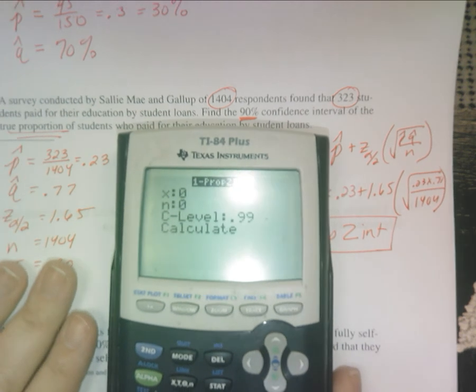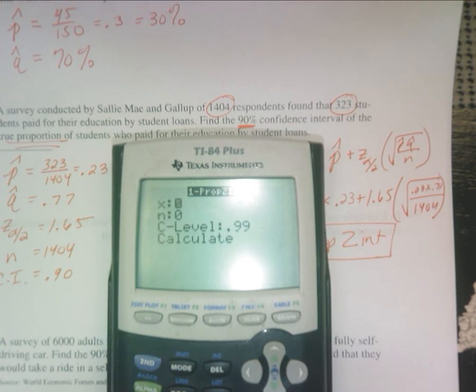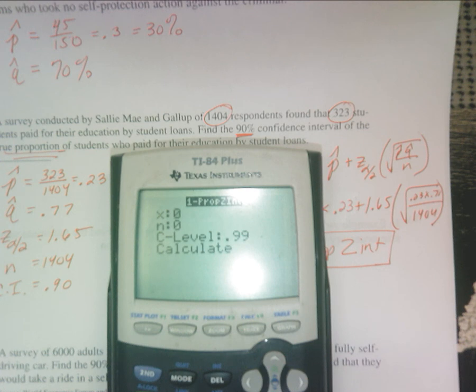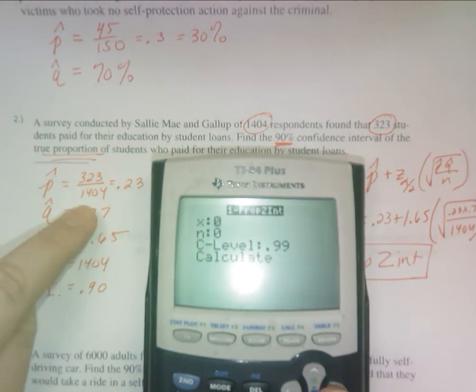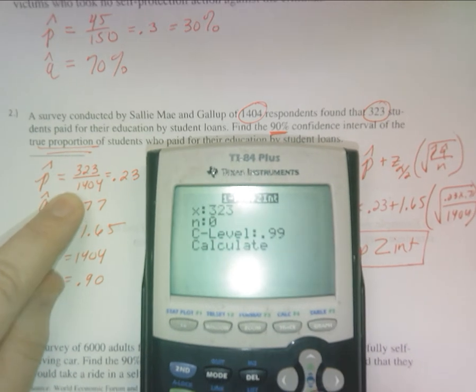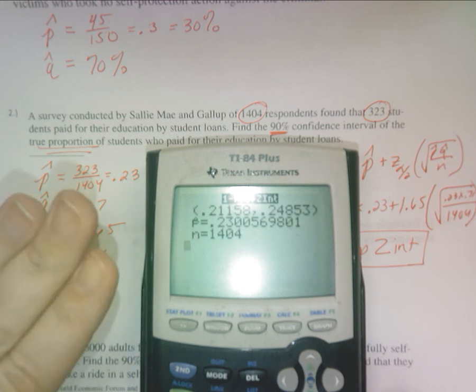It asks us for our X. What's the X in this story? No. Try again. What's the X? 323. X over N. This is the X. This is the N. So 323. The N, 1404. What confidence level do I want to be at? 0.9. Hit calculate. It does all the work for you.